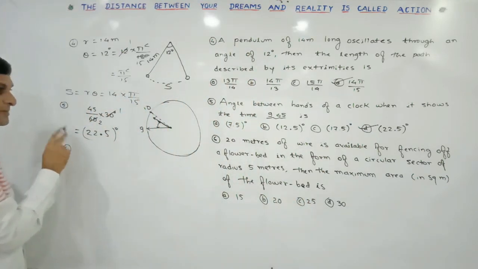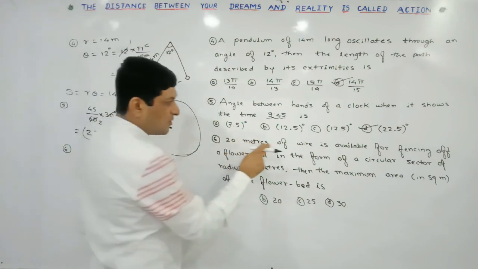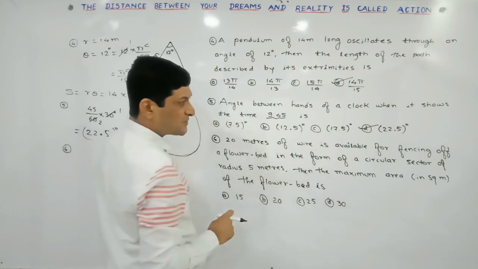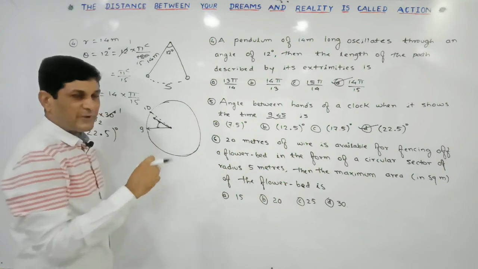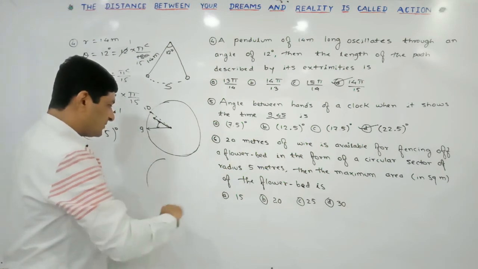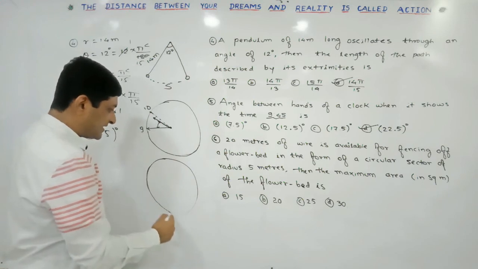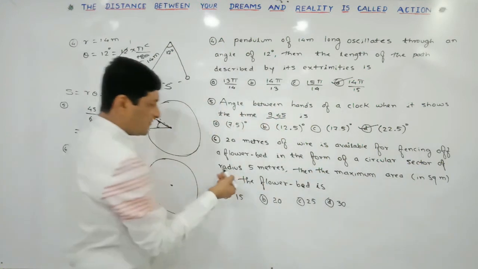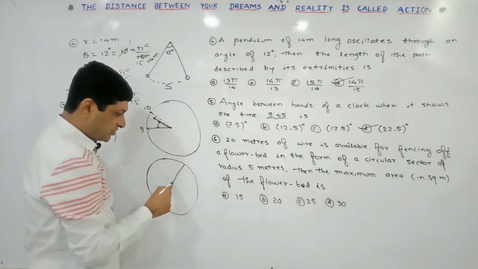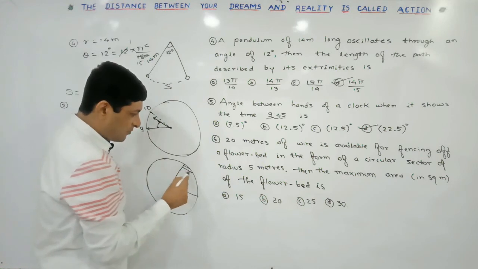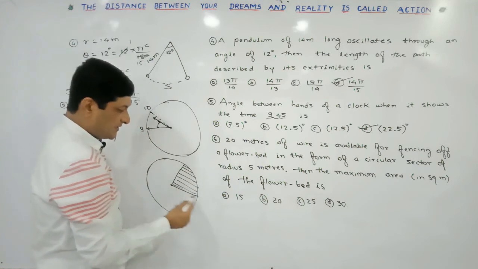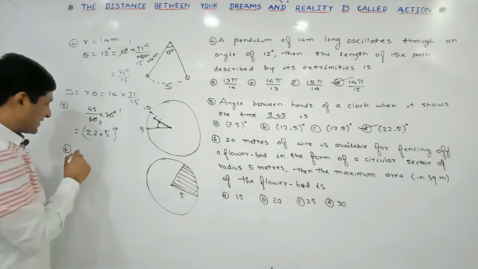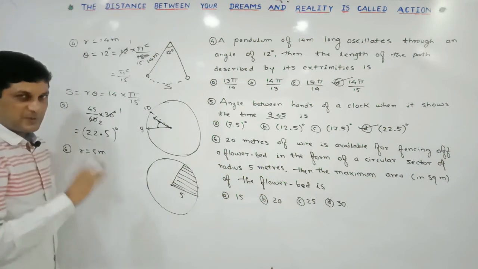In this example, observe the given condition. 20 meter of wire is available for fencing a flower bed in the form of a circular sector of a circle of radius 5 meter. Now one flower bed is there, whose shape is like what? A sector of a circle, a circular sector of radius 5 meter. These are the given conditions. And what is the radius of this circle? It is equal to 5. So the radius is equal to 5 meter. It is given to us.